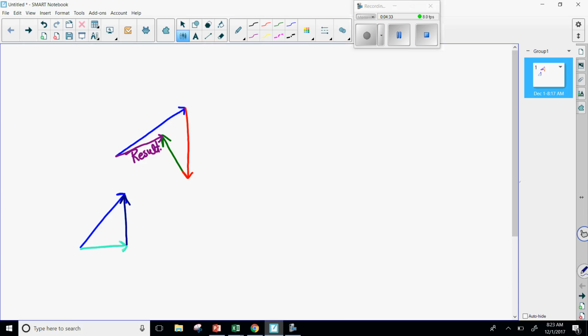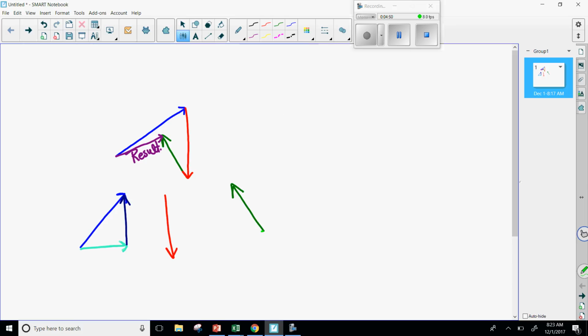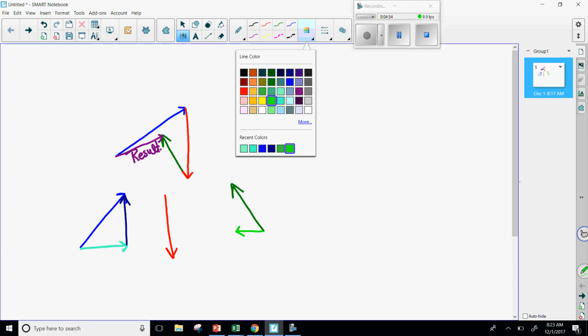If I talk about the red vector, that looks like I have it straight down. So if I break that into components, there's no horizontal component. And then if we look at the green vector, we can break that one into 2 separate components as well. One is the x component, and the other is the y or vertical component.